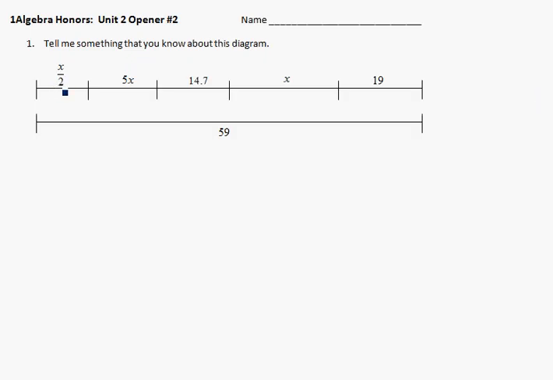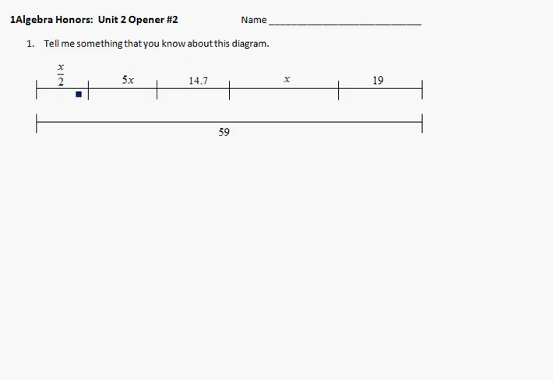The first term in our expression is x over 2. The second term in our expression is 5x. The third term in our expression is 14.7. The fourth term in our expression is x. And the fifth term in our expression is 19. That means that this little line segment is 19 units long. This line segment is x units long, 14.7 units long, 5x units long, and x over 2 units long.